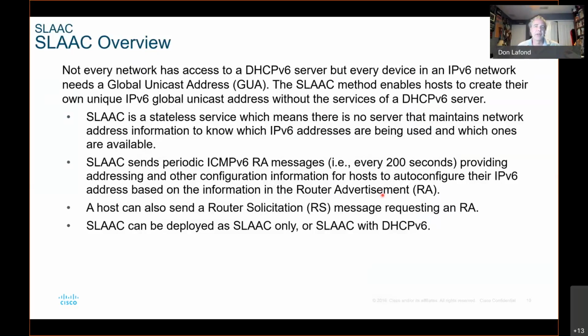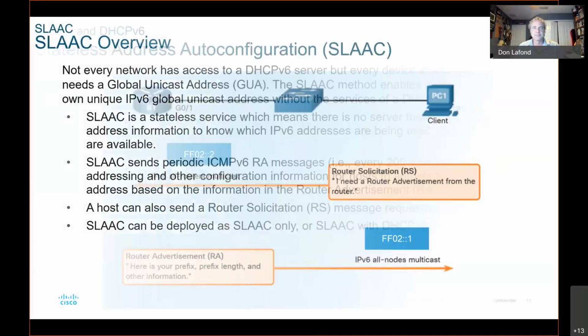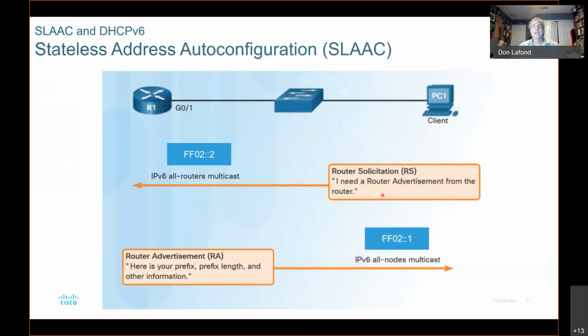SLAAC can also be deployed as SLAAC only or SLAAC with DHCPv6. That's when the O flag is enabled. So what they did here was they're giving you a little bit more information. This is still stateless auto configuration. That's what SLAAC stands for. Stateless address auto configuration. That's the only time you see these words next to SLAAC. From this point on, they just give you SLAAC.